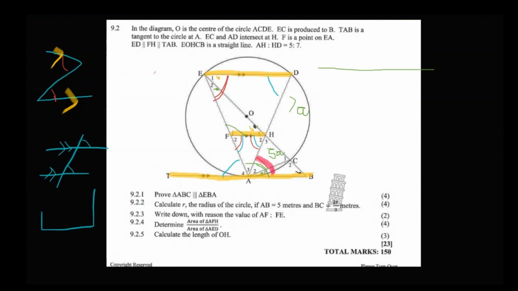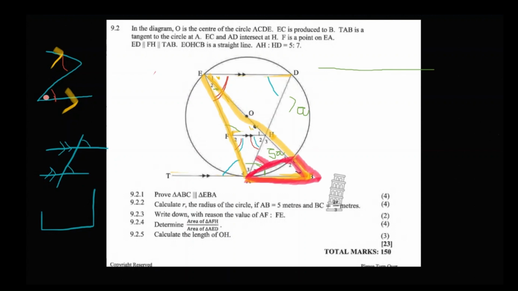Let's look at 9.2.1. Prove that triangle ABC is similar to EBA. So now let's go back and highlight these triangles. Let me erase this so that you can see everything clearly. We're focusing on both the red triangle and the yellow triangle. We have to prove that they are similar to each other.